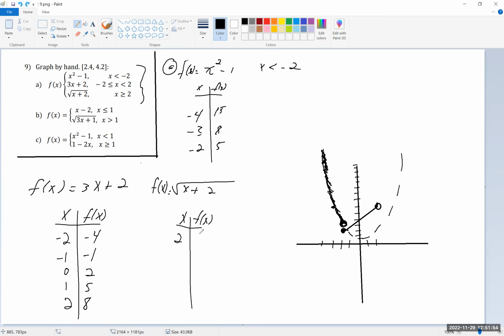My brain's going a little faster. 7 plus 2 is 9. Square root of 9 is 3. So if I plug in a 7, I get a 3, and I lost my 2 there. So 2, 2. And then 2, 3, 4, 5, 6, 7, 3. And if you know how these work, they're curved and they kind of go that way. So that would be good enough for completing this problem.